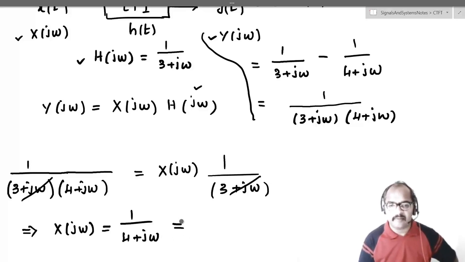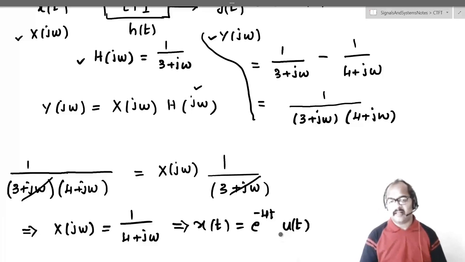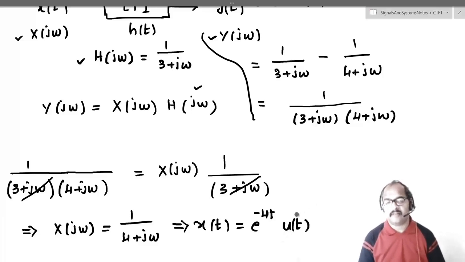So clearly this implies, what will be our x(t)? Which signal will have 1/(4 + jω) as the Fourier transform? e^(-4t)u(t). So that would be the input signal x(t).